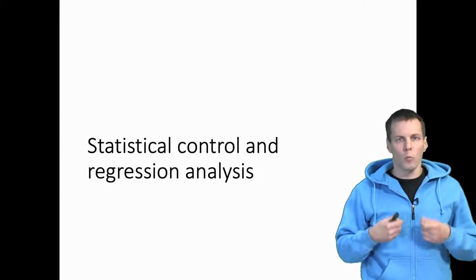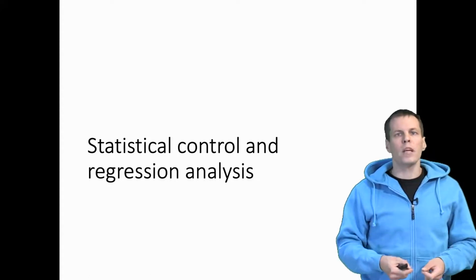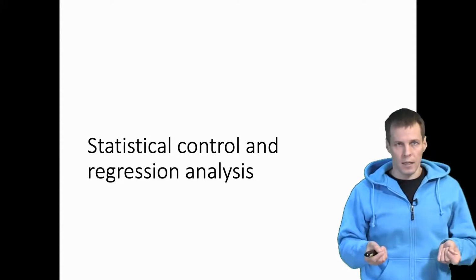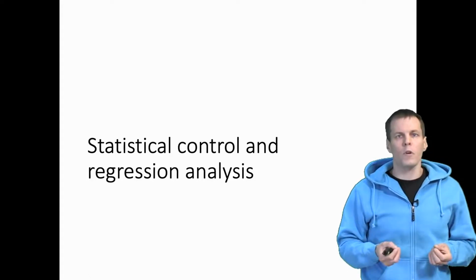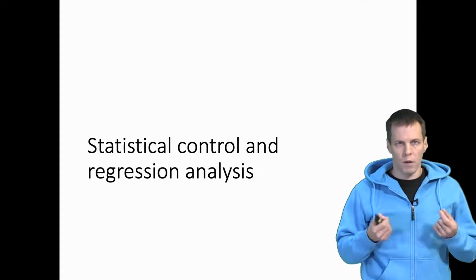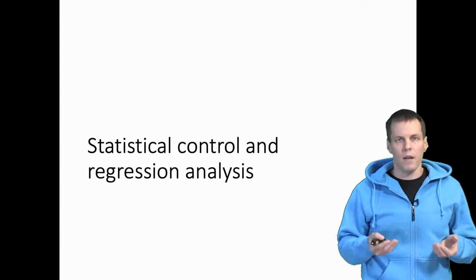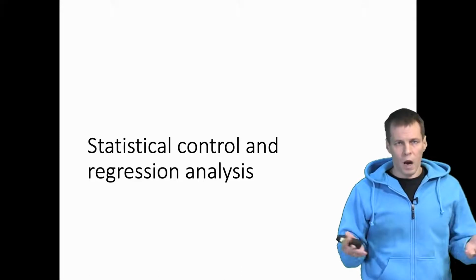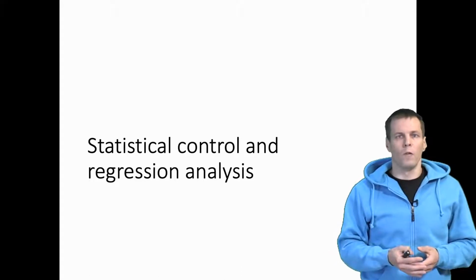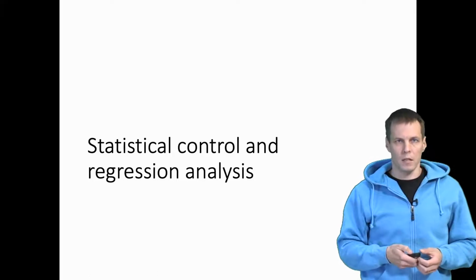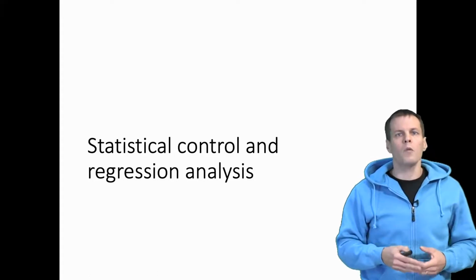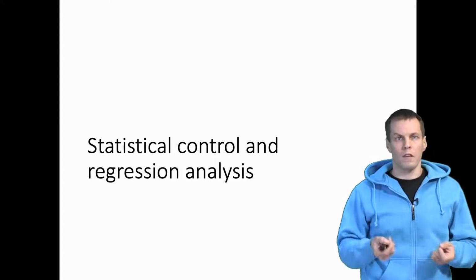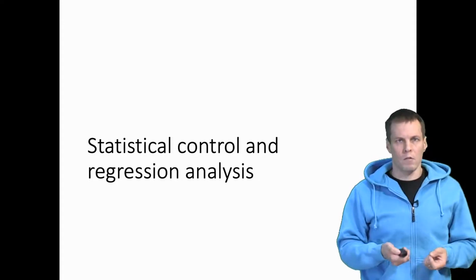So we work with observational data, and we have to use statistical techniques for controlling for alternative explanations. One of the most commonly used statistical techniques is regression analysis, and different variations of regression analysis pretty much cover 90% of what's published in social science journals. Let's take a look at how statistical controlling for alternative explanations and regression analysis work and what the key ideas are.